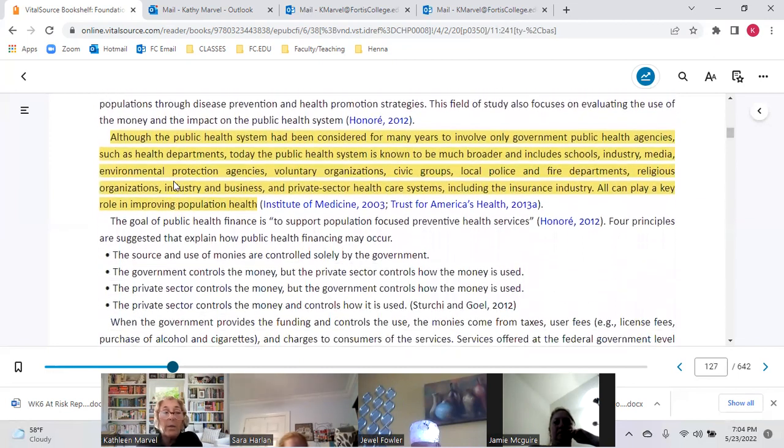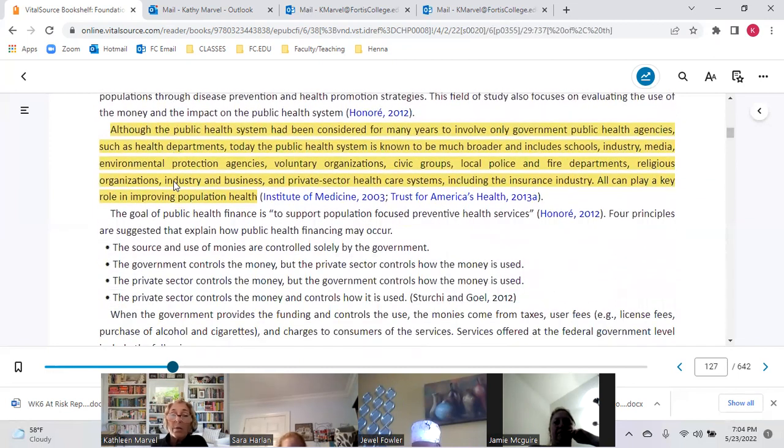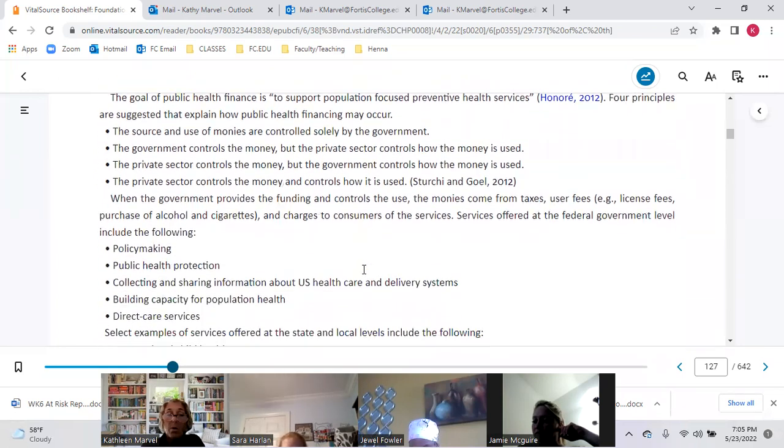This is important. Although the public health system has been considered for many years to involve only government public health agencies, such as, let's say, health departments, right? Now the public health system is much broader. It includes schools, industry, media, voluntary organizations, civic groups, police and fire departments. Really branched out. Public health used to be just governmental public health agencies. Now it involves really the whole community.